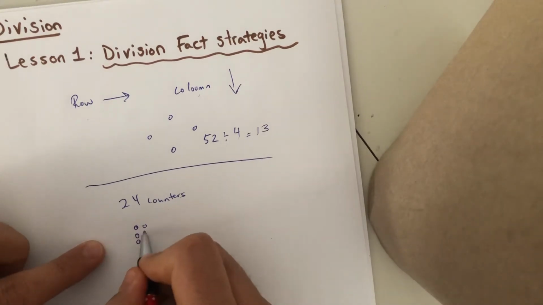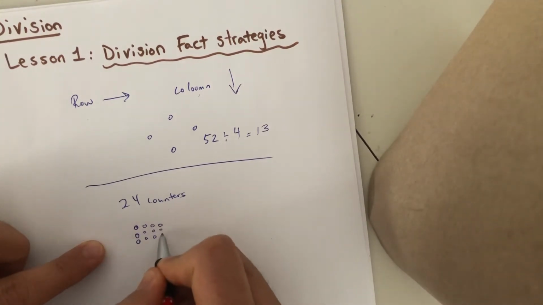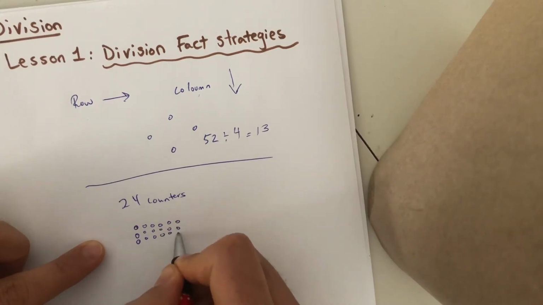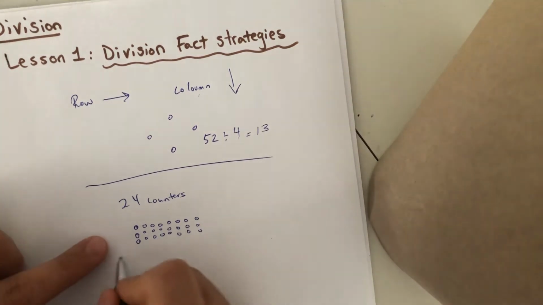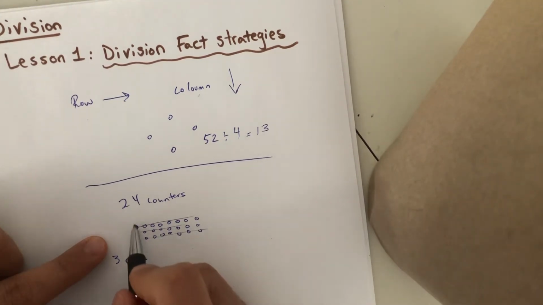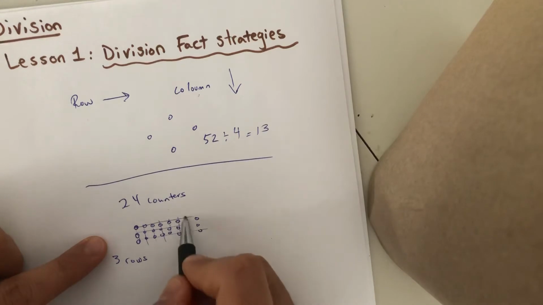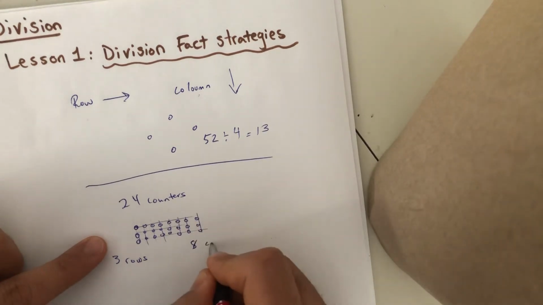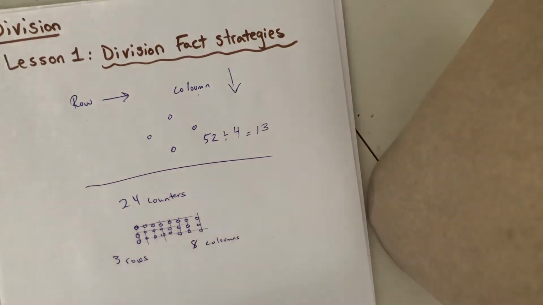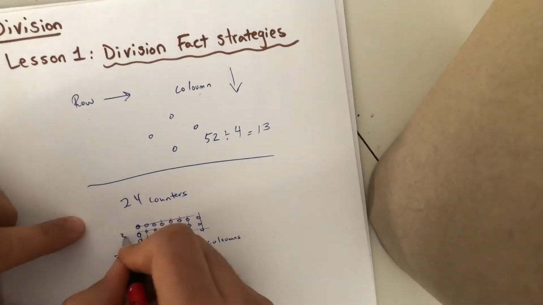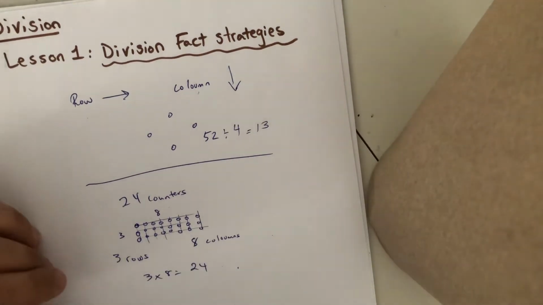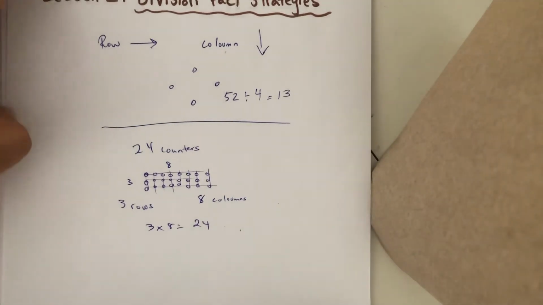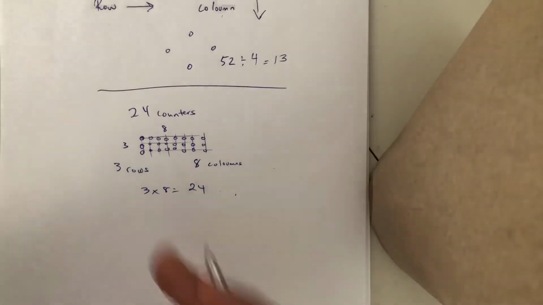So I've got 1, 2, 3, 4, 5, 6, 7, 8, 9, 10, 11, 12, 13, 14, 15, 16, 17, 18, 19, 20, 21, 22, 23, 24. So I have 3 rows and 8 columns. Now if I multiply these numbers, 3 times 8, the answer is going to be 24.